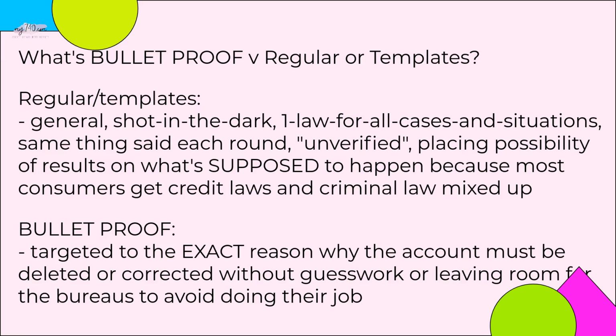You see, the difference between regular disputes and bulletproof disputes is that regular ones are general, shot in the dark, one law for all cases and situations, same thing said each round, unverified, placing possibility of results on what's supposed to happen just because some law exists. When consumers get it mixed up, there's a difference between the credit laws and criminal laws. No one's going to jail. No one's going to get in trouble, okay? We're using reasons that are targeted to the exact reason why the account must be deleted or corrected without guesswork.